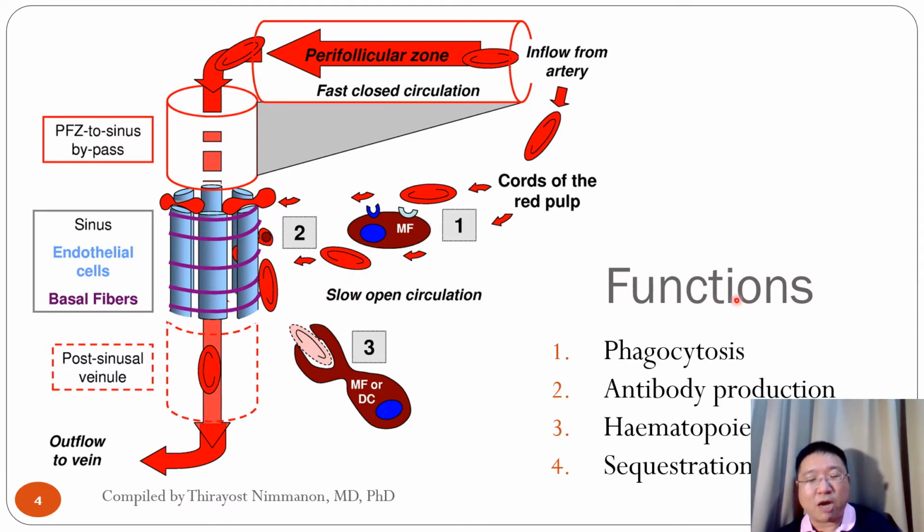So the functions of the spleen include phagocytosis, antibody production, hematopoiesis, and sequestration. The spleen is very important for eradication of many organisms, particularly organisms with capsules, because these organisms require opsonization, and when they are opsonized, the spleen will take them up. The macrophages will take them up and eat them up and digest them.